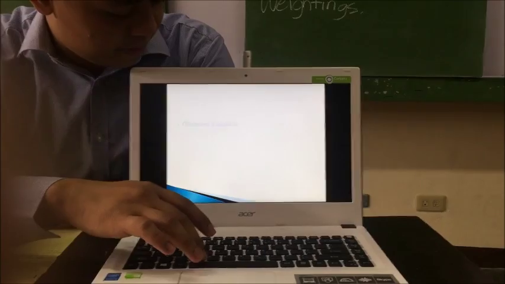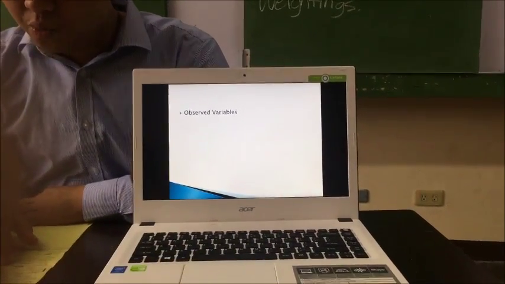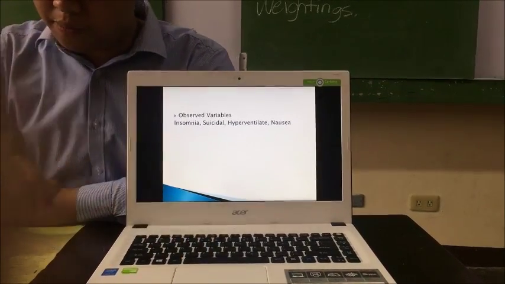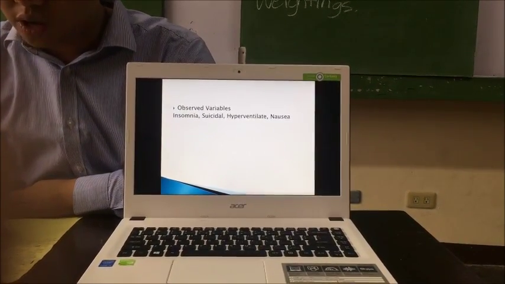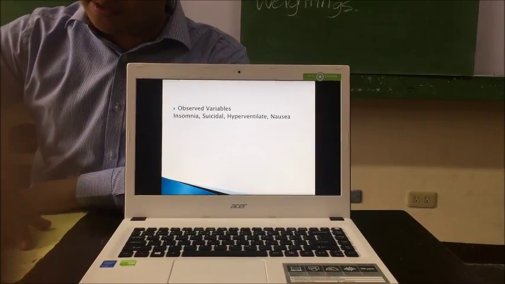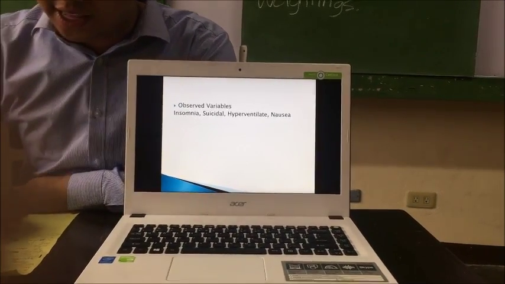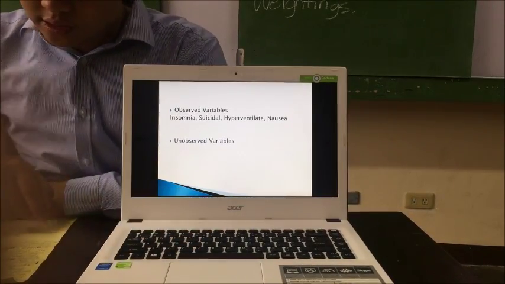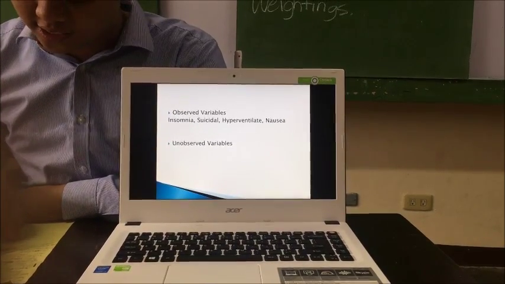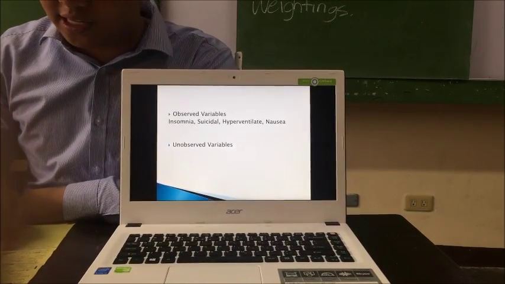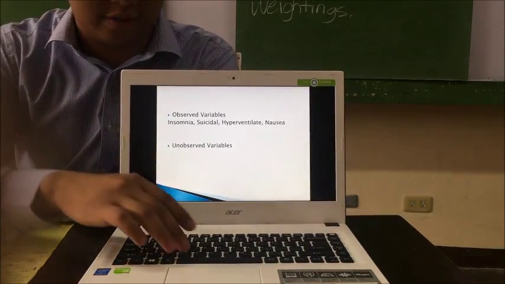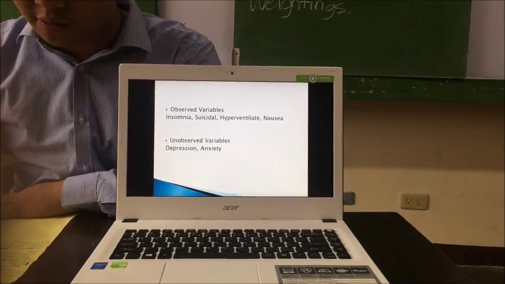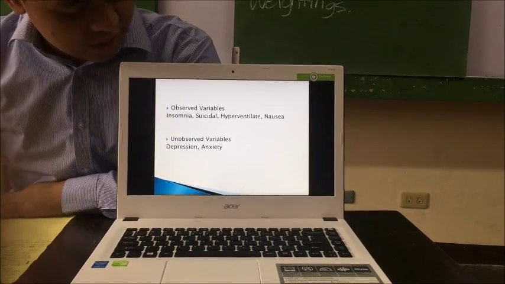For example, we may have data on people with insomnia, people who have suicidal thoughts, people who may hyperventilate, and people who have nausea. This set of variables is characteristic of people who are admitted in psychiatric care. These factors may also be affected by unobserved variables, for example, depression and anxiety.